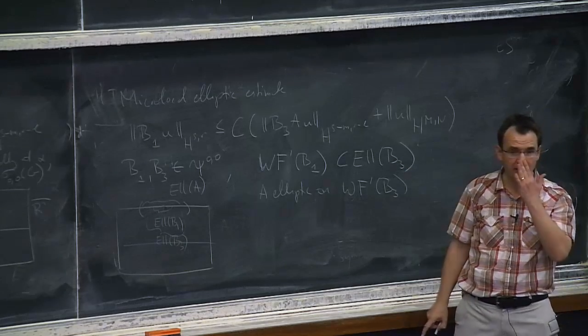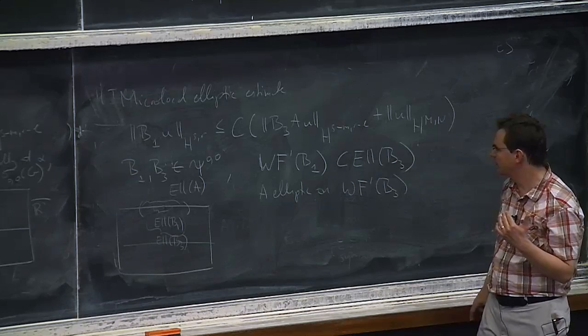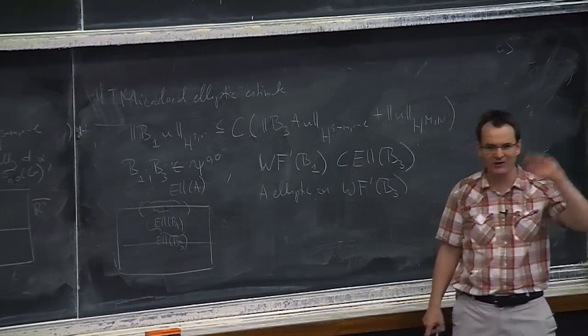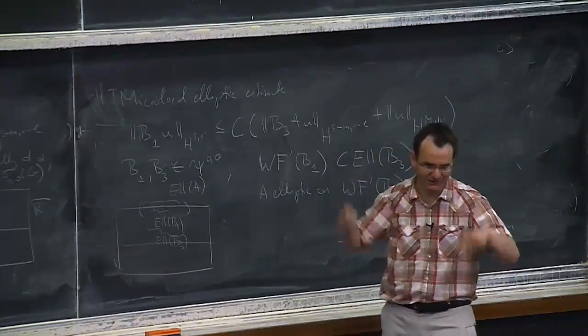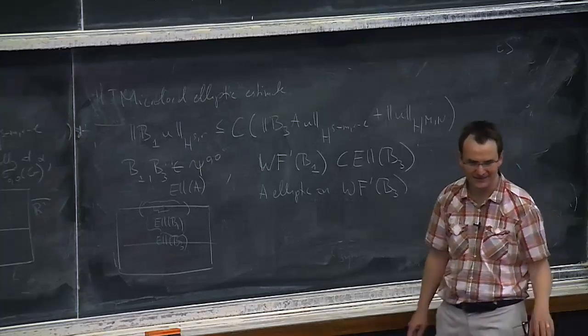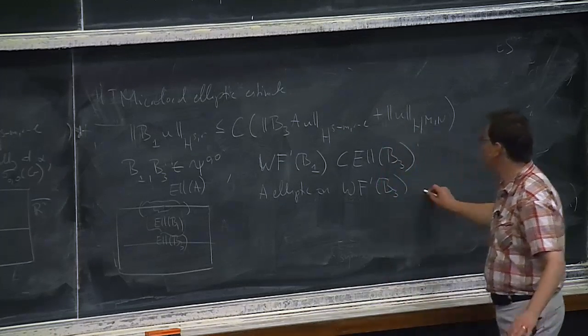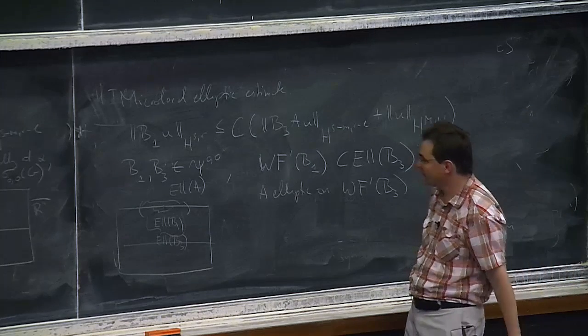Yes? I could, but I just want to leave... So you're given an operator A. I said that, well, if it's only elliptic somewhere, I can just put in a B3. So, yes, I could. Okay, so that's the basic microlocal elliptic estimate.